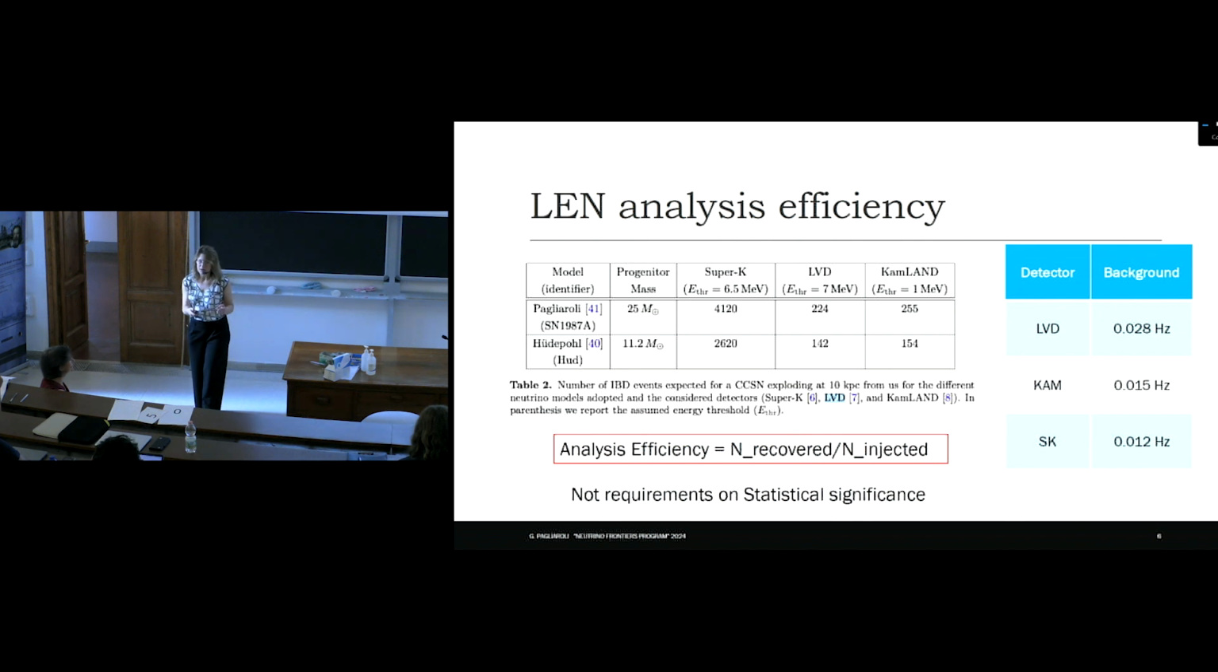Then in this background, we inject signals for different distances for different models, 100 signals for each distance and for each model. And then we define the analysis efficiency in terms of the number of recovered signals over the total injected signals for each distance. And this is the one that I will show you now, the efficiency in this term. So there is not any requirement in terms of statistical significance.